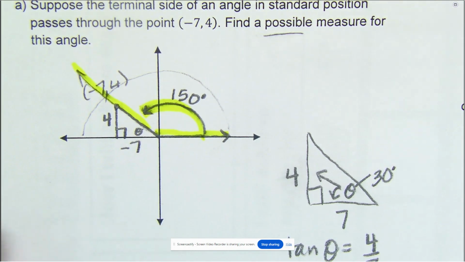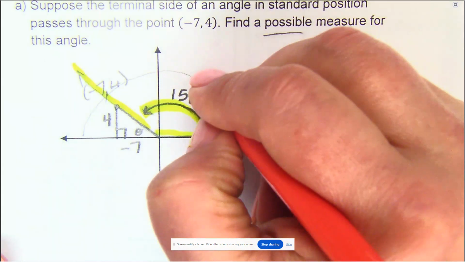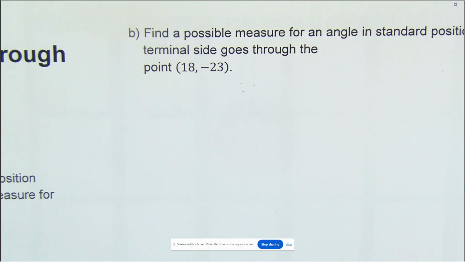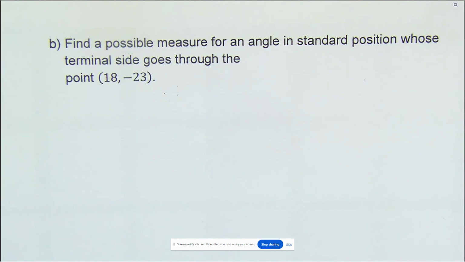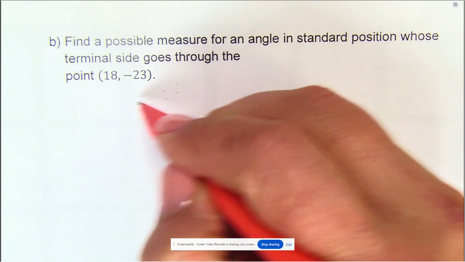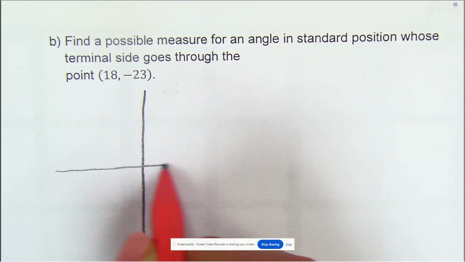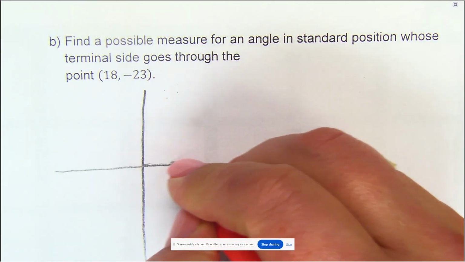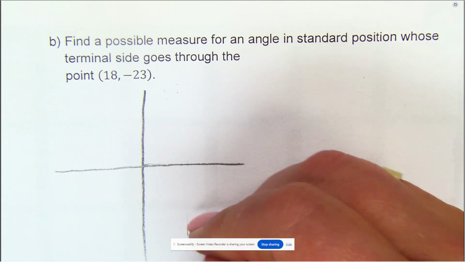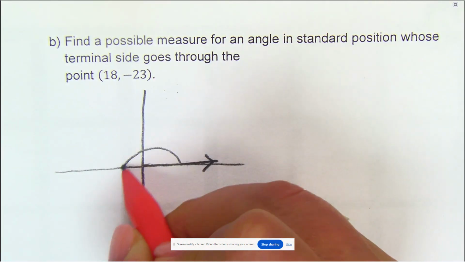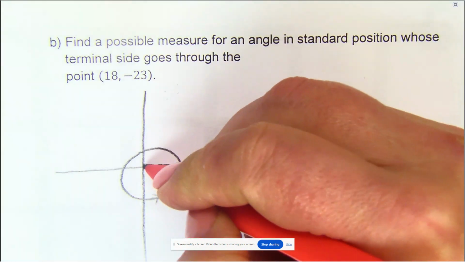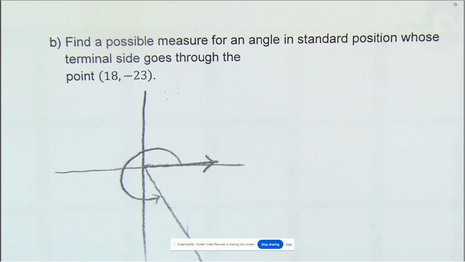Okay, let's try another one. So the answer, possible angle, 150. B, find a possible measure for an angle in standard position whose terminal side goes through the point 18, -23. So I've got 18, -23, something like that. So I have an angle that goes all the way around and then just going through that point right there.